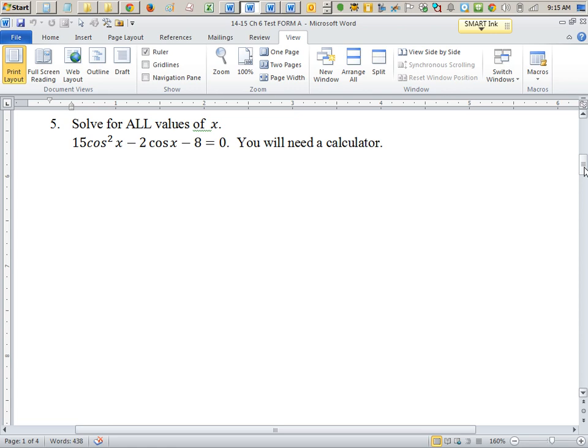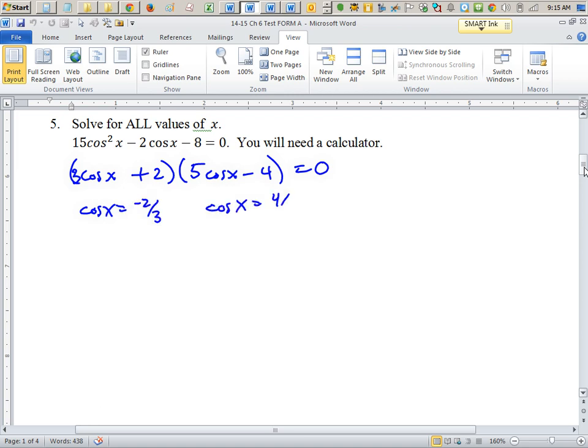I'm trying to remember how it factors. I think it goes 3 cosine x plus 2, and 5 cosine x minus 4. Does that look right? Yeah, okay, it really does work. It's factored properly, which means that cosine x is negative 2/3 and cosine x is 4/5. So you really just treat cos x as if it were your x. Both of these can be solved in the calculator.